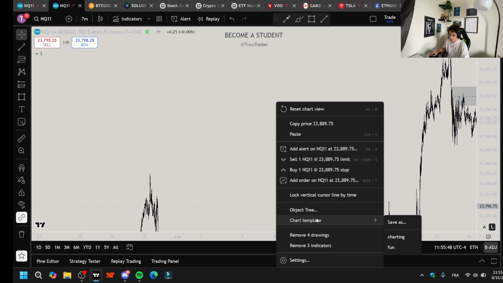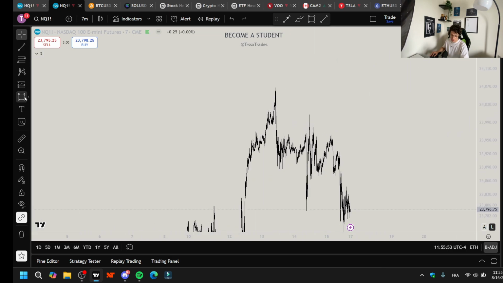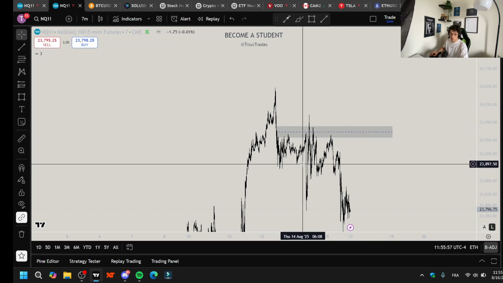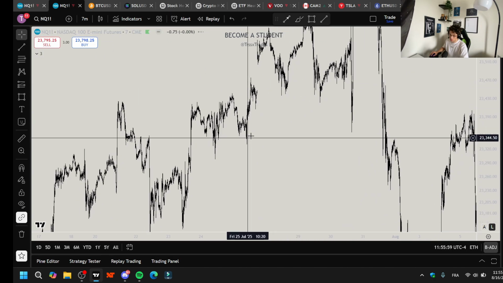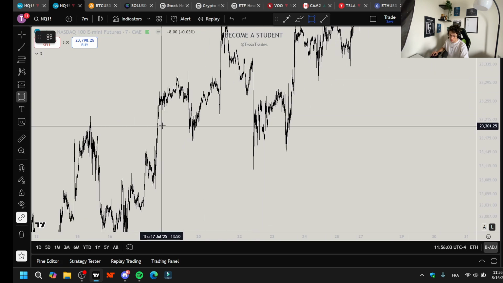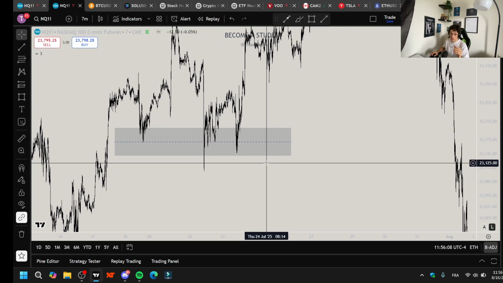Let's go on the 7 minute. Nobody uses the 7 minute, right? But look, we have a resistance zone right here where price reaches multiple times and so on. We have one right here as well. We have one right here as well. It does not have to be perfect. It's just a ballpark zone where, okay, if price reaches back to there, I could look for a liquidity sweep within that range. And from there, that's where I would take my trade.